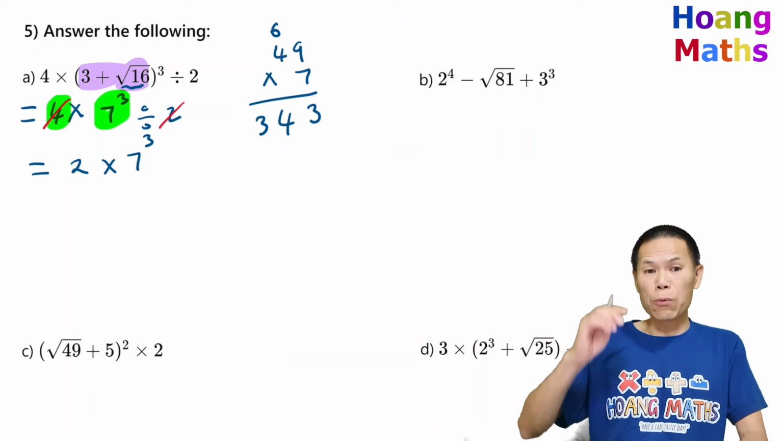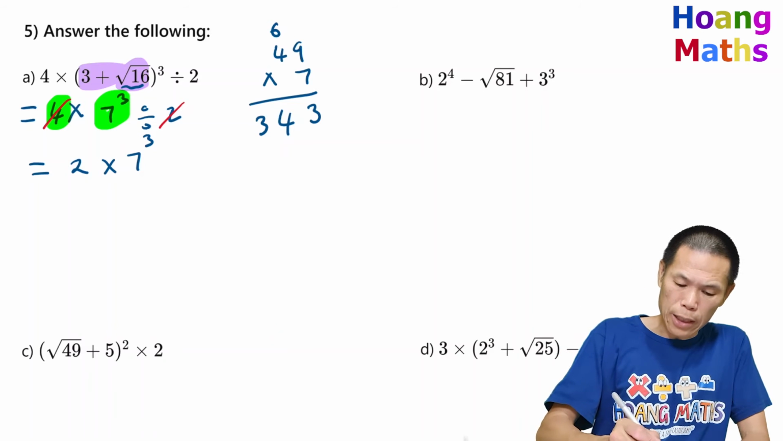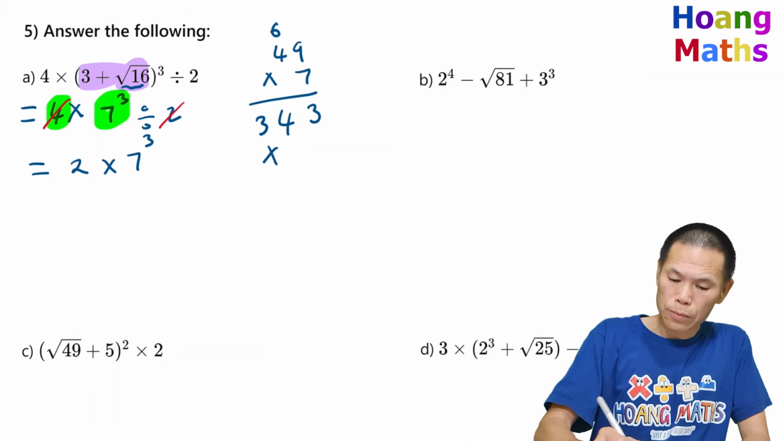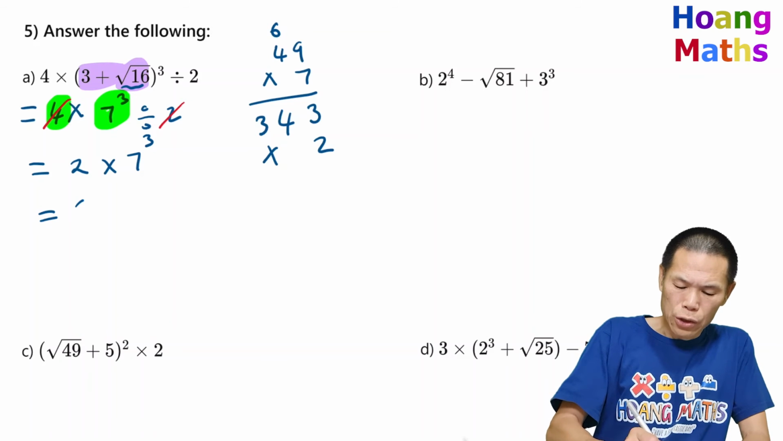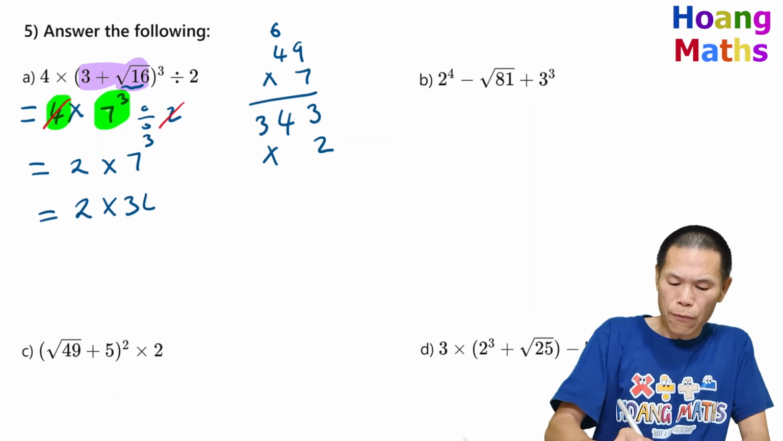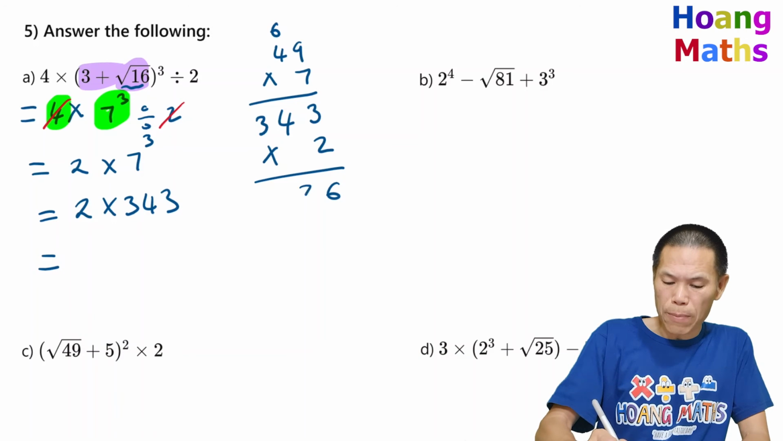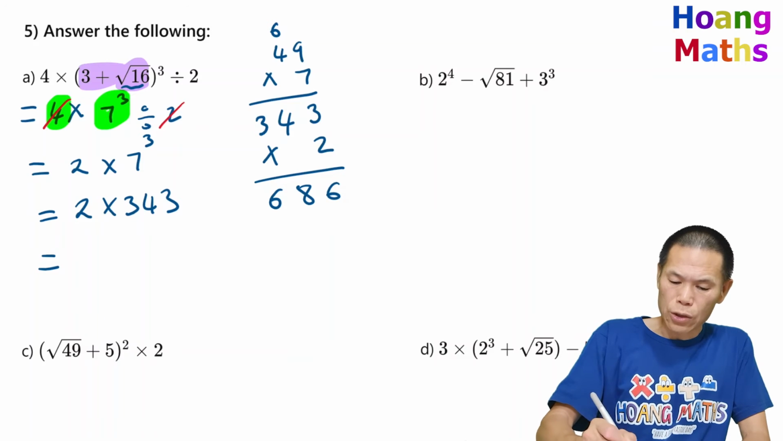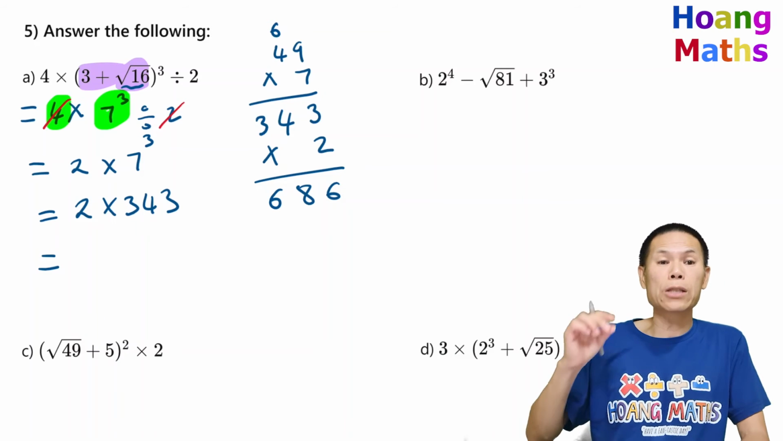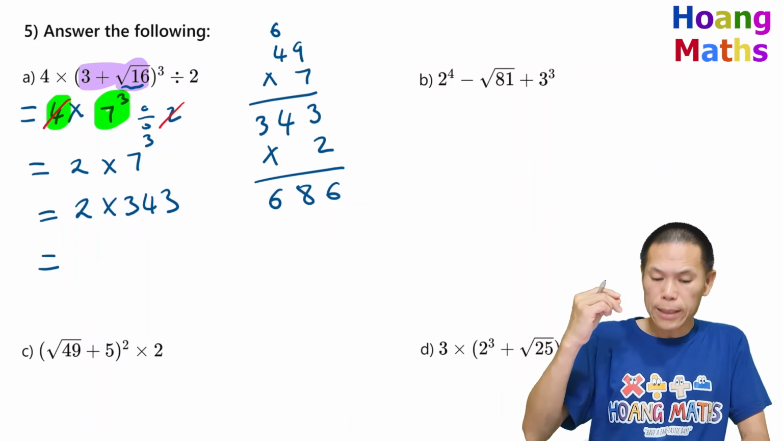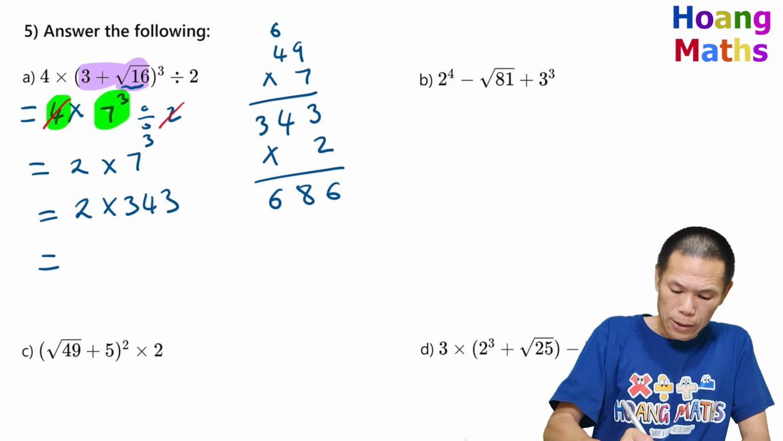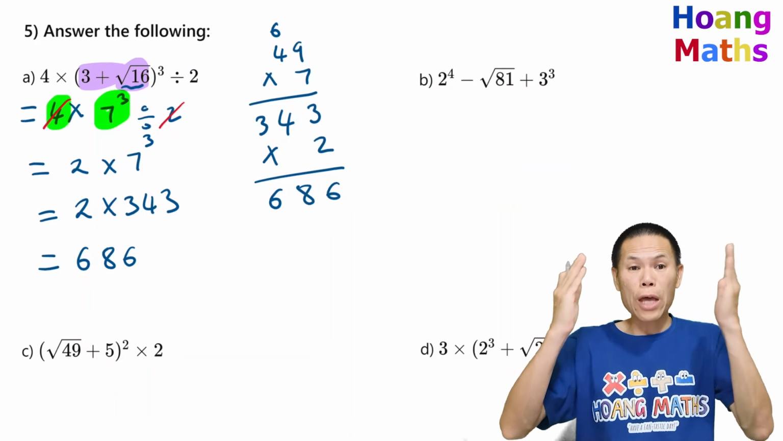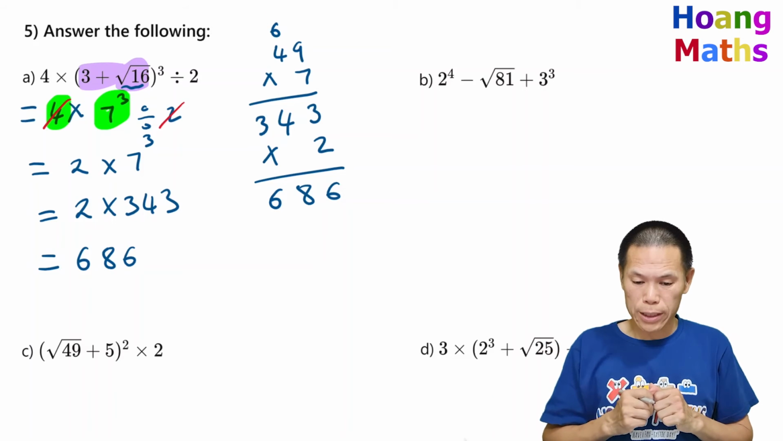See, there you go. And then which is times 2. So that is times 2. Let me write this down first. So 2 times 3, 4, 3. That is, so we have 6, we have 8, we have 6. Because 2 times 3 is 6, 2 times 4 is 8, and then 2 times 3 is 6 again. So 686. So there you go. And I hope you got it correct.